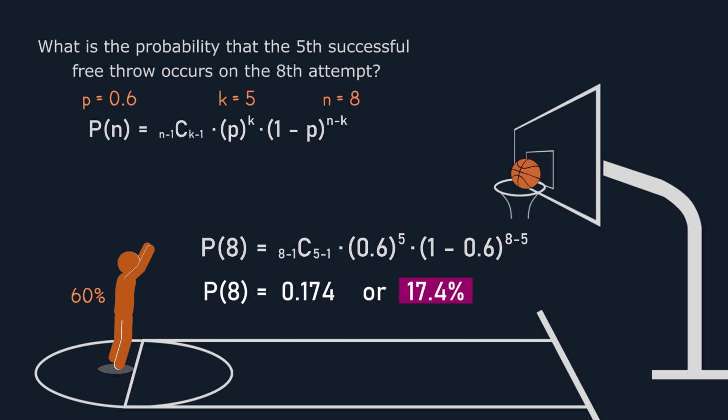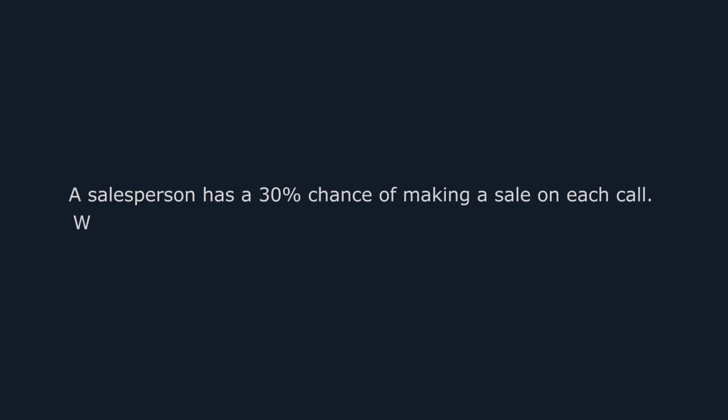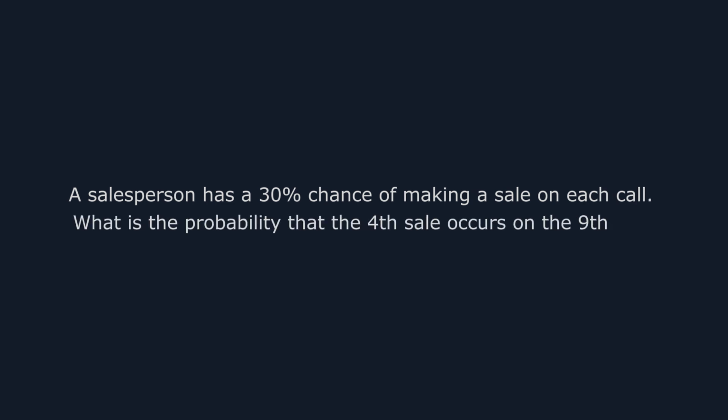Alright, let's kick it up a notch with another problem. A salesperson has a 30% chance of making a sale on each call. What is the probability that the fourth sale occurs on the ninth call? Now, just like the first problem, this one asks for the probability of the salesperson achieving a specific number of successes, in this case, 4 sales, on a specific attempt, the ninth call. Since we're looking for the probability of the fourth success occurring on a particular trial, this is another example of a negative binomial distribution problem.